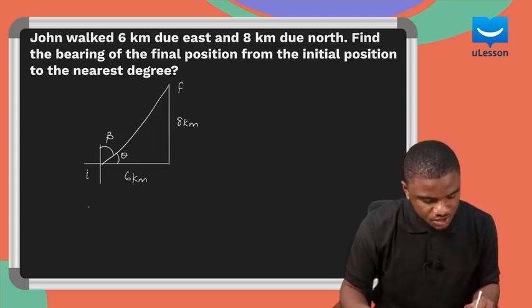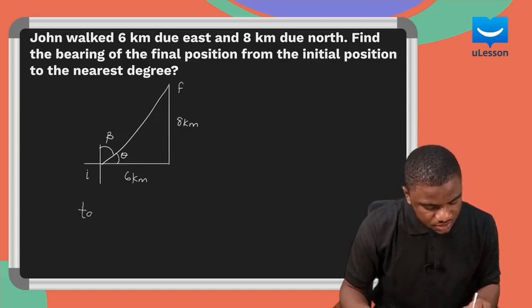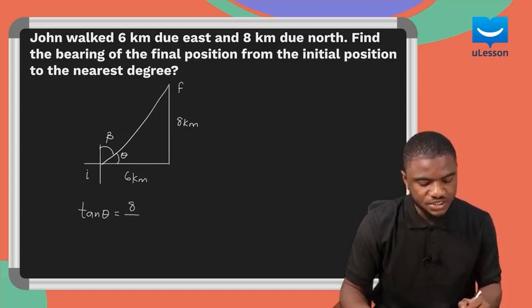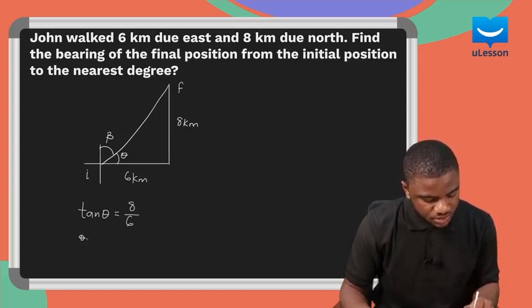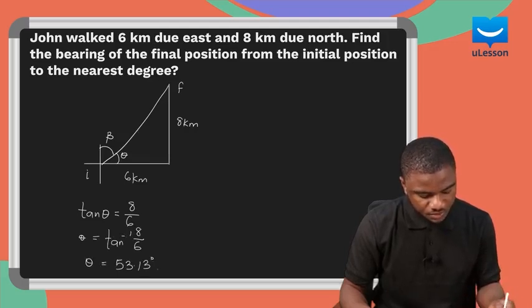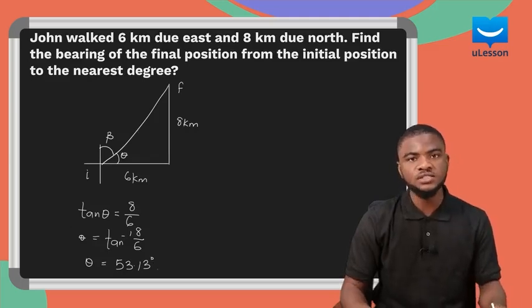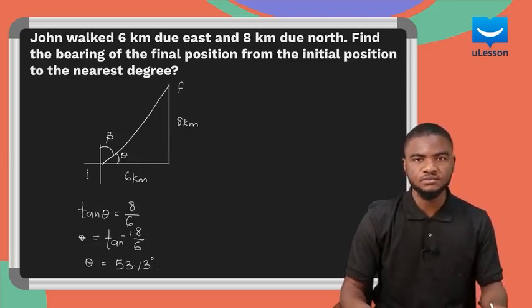Using our knowledge of tangents, we can see that tan theta is equal to the opposite, which is 8 kilometers, divided by the adjacent, which is 6 kilometers. And therefore, theta is equal to the tan inverse of 8/6. Theta is equal to 53.13 degrees. But we need the angle beta.